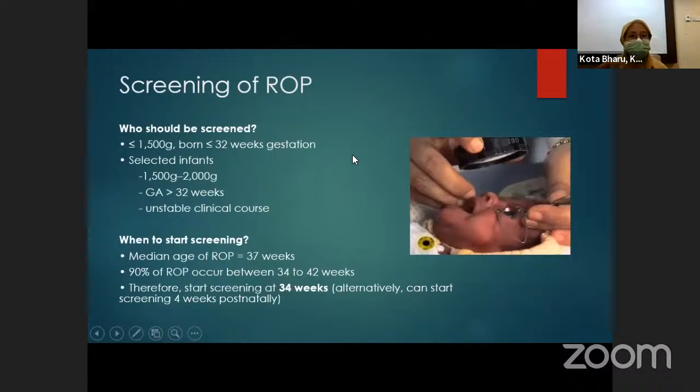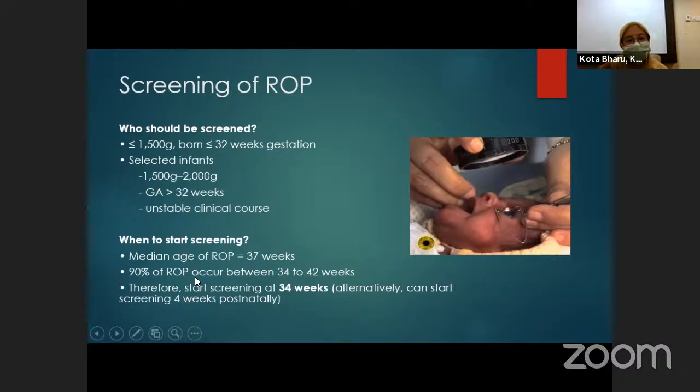So now we go to screening of ROP. Who should be screened? Premature infants at less than 1,500 gram and born at less than 32 weeks of gestational age. However, in selected infants where the weight is between 1,500 to 2,000 gram, and gestational age is more than 32 weeks, with unstable clinical course, we still screen. These selected infants are referred by a pediatrician or neonatologist.